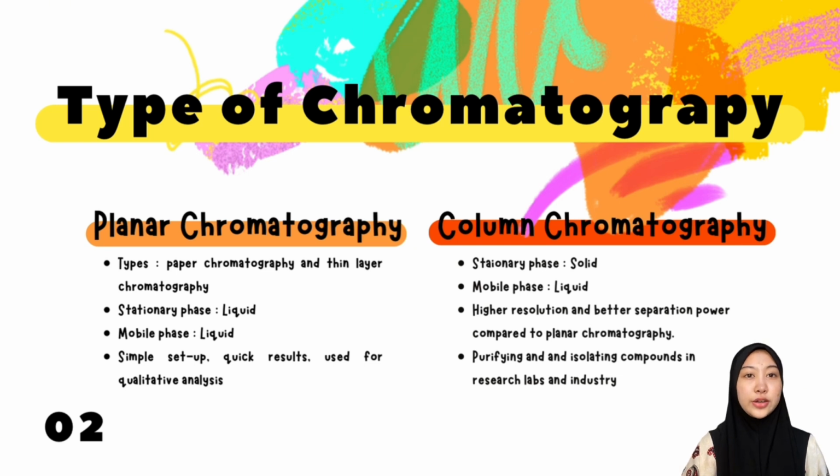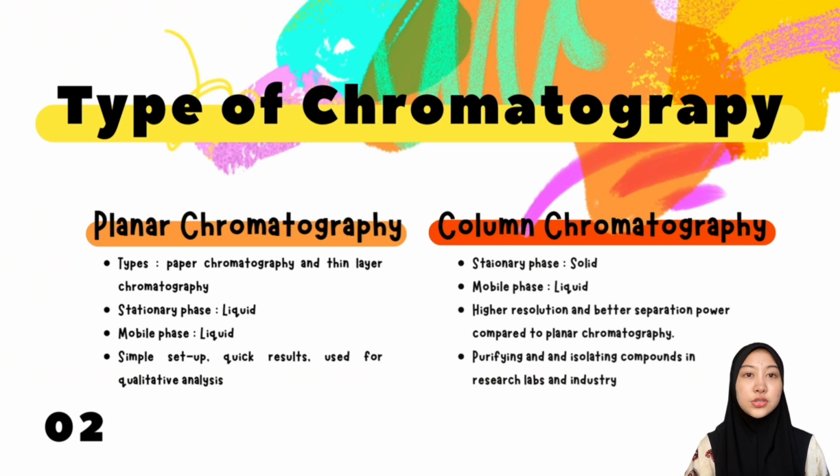Chromatography is mainly divided into two types, which are planar chromatography and column chromatography. In planar chromatography, the stationary phase is applied as a thin layer on a flat support material such as glass, plastic, or aluminium. This thin layer is typically composed of materials like silica gel or alumina, which have adsorptive properties. The sample mixture is applied as small spots or lines onto the stationary phase.